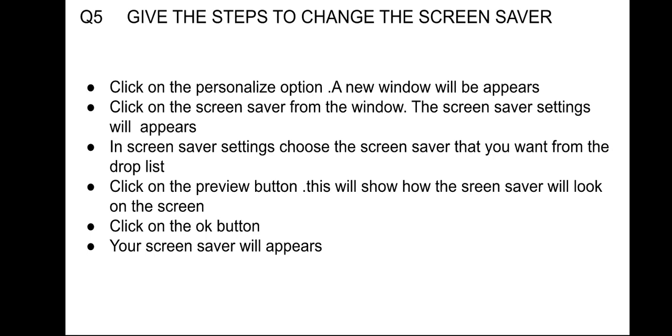On the window, click on the screensaver. Then the screensaver settings will appear. In the screensaver settings, choose the screensaver that you want from the drop down list. Then the next point is click on the preview button.